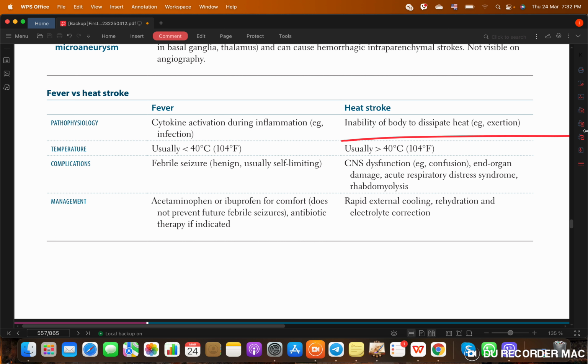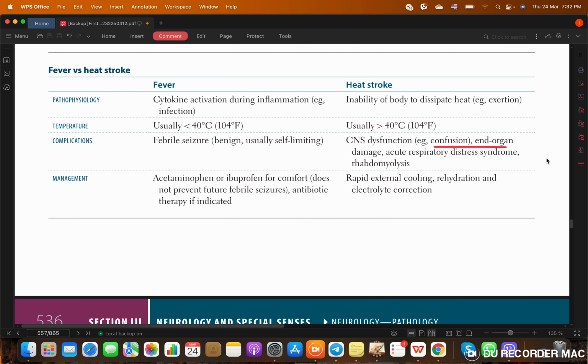Heat stroke is the inability of the body to dissipate the heat, to exert out the heat. It's usually when the temperature is more than 40. CNS dysfunction will occur. Basically the patient will become confused, and organ damage will occur. Acute respiratory distress syndrome will occur in this patient, along with rhabdomyolysis.